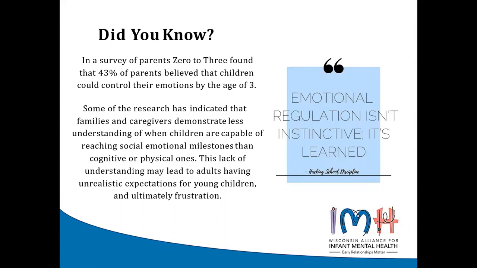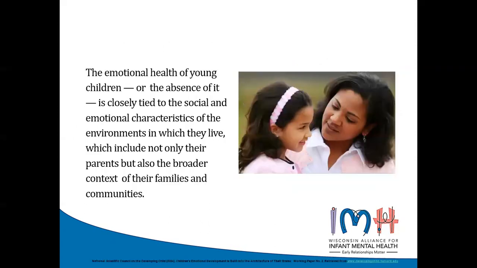Did you know that in a survey of parents from the organization Zero to Three, 43% of parents believe that children could control their emotions by the age of 3? Some of the research has indicated that families and caregivers demonstrate less understanding of when children are capable of reaching social and emotional milestones than cognitive or physical ones. This lack of understanding may lead adults to having unrealistic expectations for young children and ultimately lead to frustration.